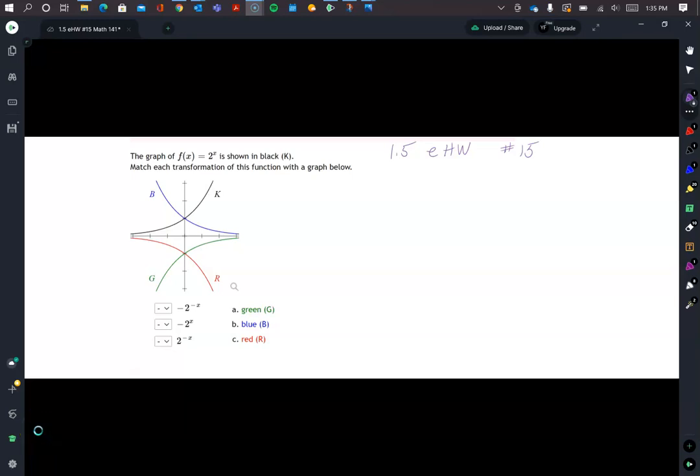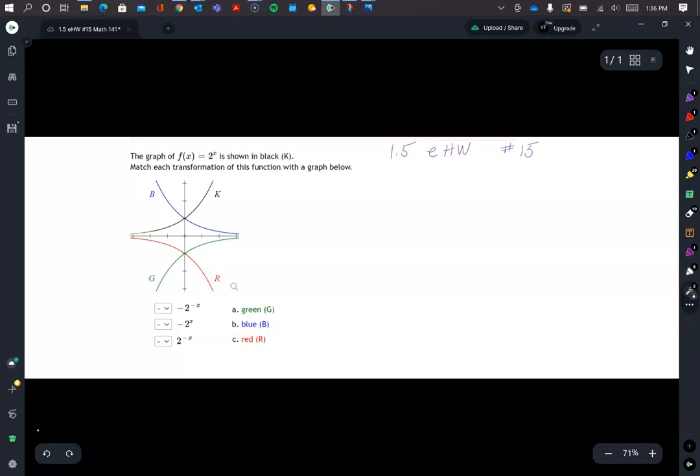In this video, I'm going to go over the concept of transformations just a little bit in 1.5 electronic homework number 15. So you have a multiple choice question here. We have the graph of f of x equals 2 to the x, which is an exponential function. We'll be doing a lot more with those later. But for the basics, this is just one of your graphs in the library of functions.